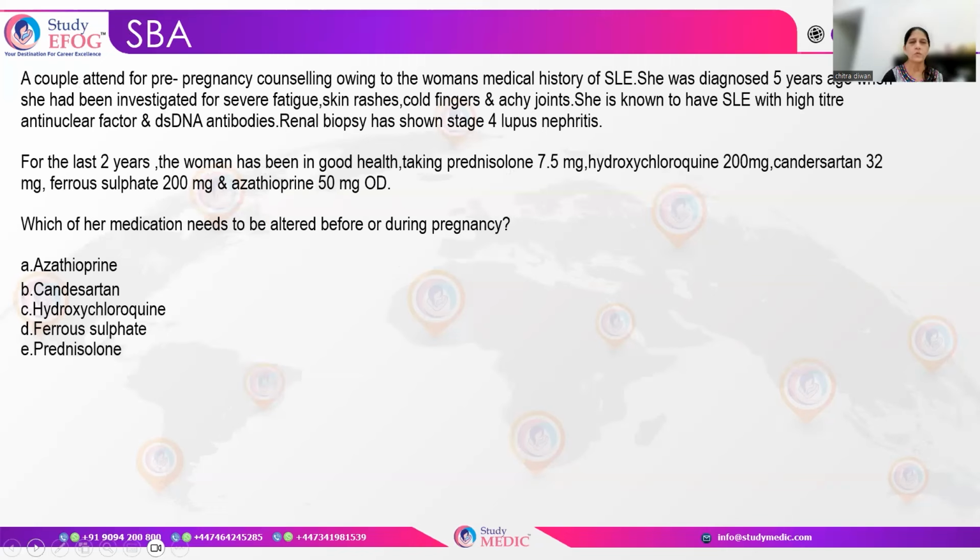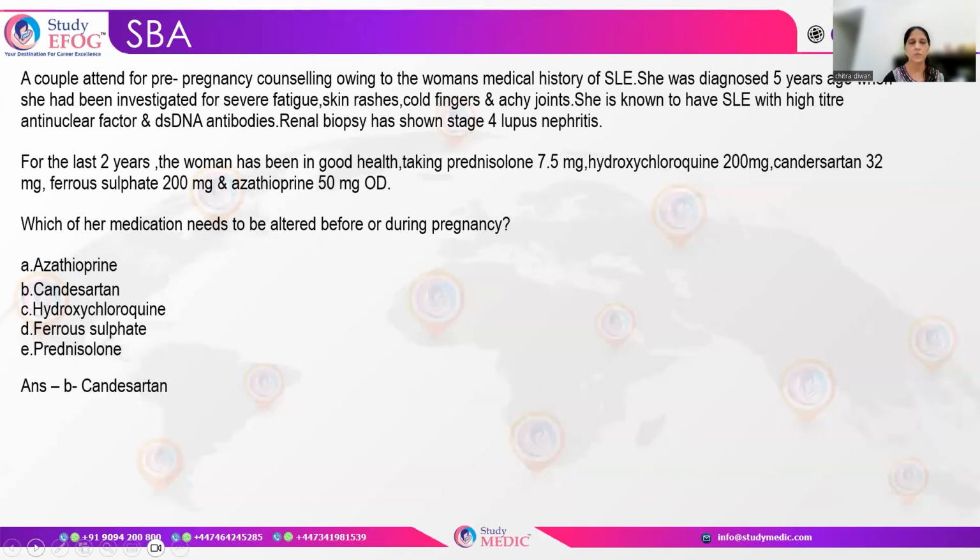You have a couple who have been referred because the woman has been diagnosed with SLE. She has all the signs and symptoms. She has SLE with high titer of anti-nuclear factor, dsDNA antibodies. Her renal biopsy has shown stage 4 lupus nephritis. She is taking prednisolone, hydroxychloroquine, candesartan, ferrous sulfate, and azathioprine. So the question asked is which of these medications have to be altered before or during pregnancy?